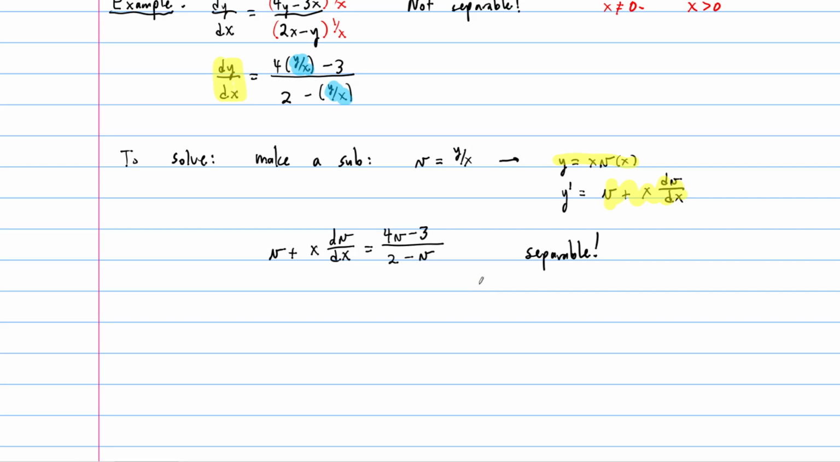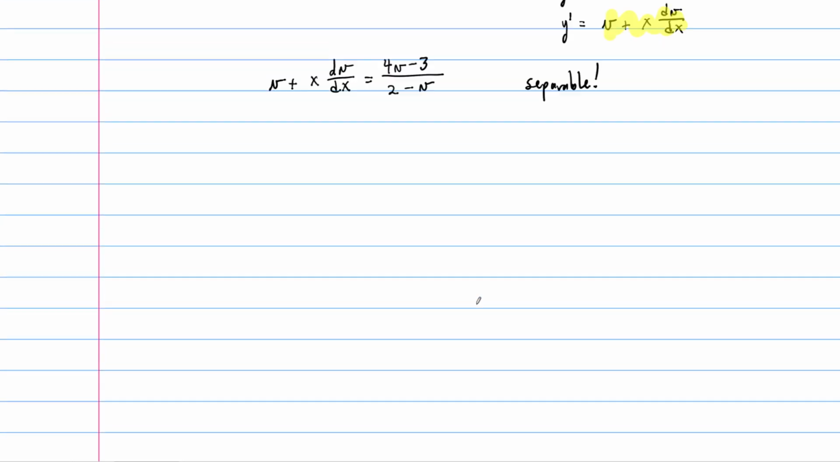All right, so now that you've had a chance to work on this on your own, let's work on it together. The first thing that we need to do, if we're going to separate it, is, the x dx part's fine, we need to get all the v's on this side, right? So we have to subtract this v from both sides. So step one is to subtract v. So we're going to end up with (4v minus 3) over (2 minus v), minus v. And then, of course, we need to find a common denominator to add this up into a single fraction.